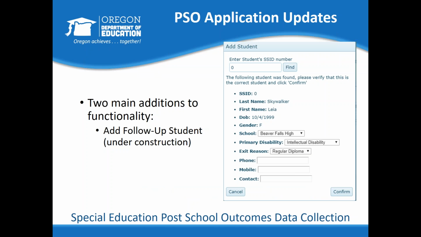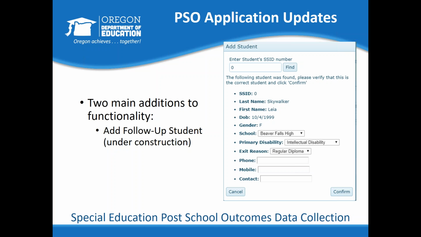So there are also two main additions to functionality that we're adding. Add follow-up student. So this is for those cases where you know a student has left. They may not have been reported during the June exit collection, which is our primary source of data for this collection. This function will allow a district to add a student they believe should be on their list. Due to how exit data is collected, students with a modified diploma are sometimes missed, plus students that may have been misreported will often not show up on a district's follow-up interview list.